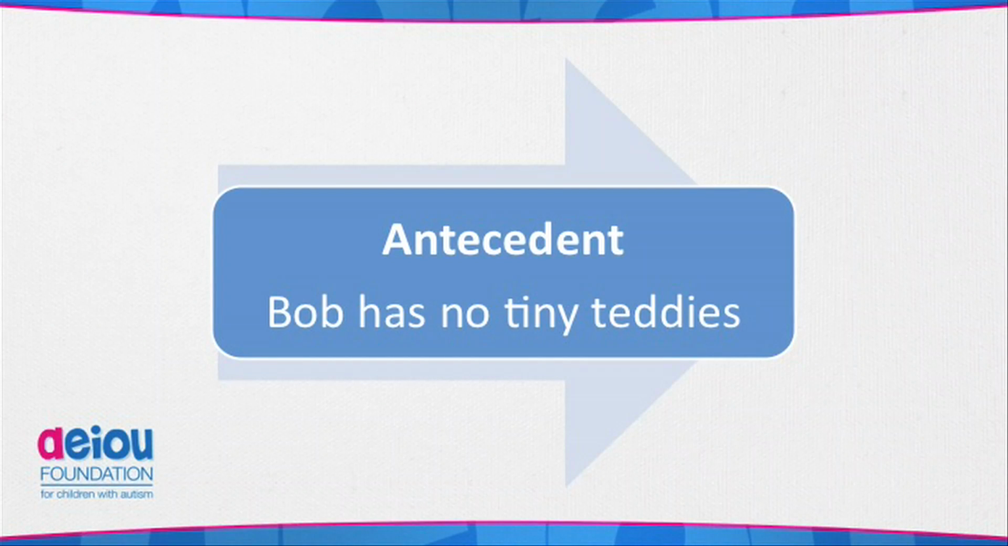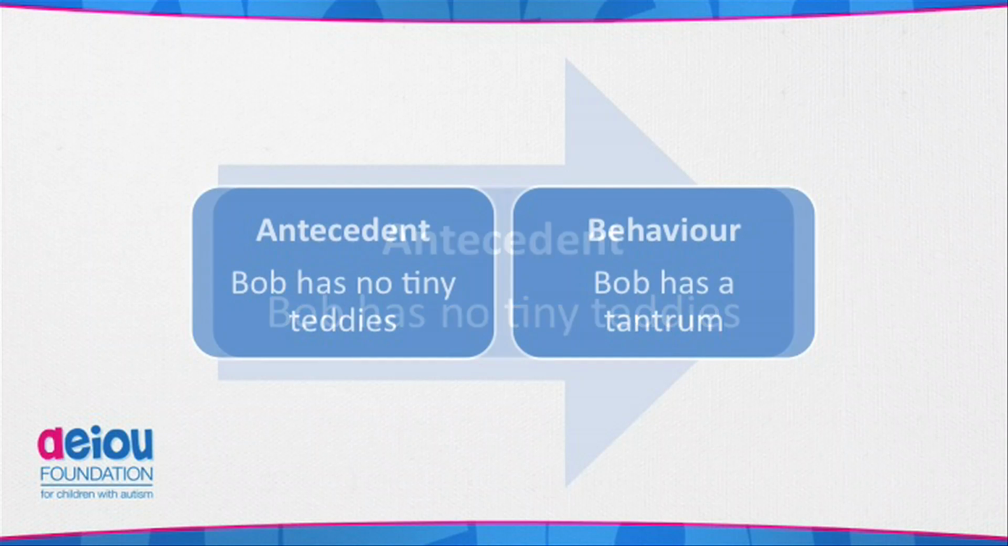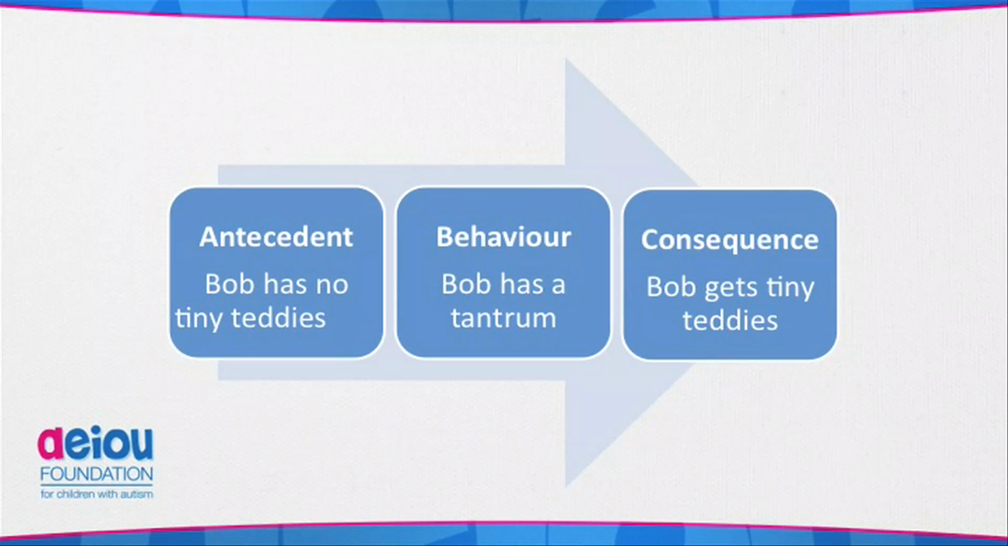Imagine we have a child named Bob, and he'd really like some tiny teddies. In turn, he has a tantrum, and as a consequence, he receives the tiny teddies. Then, Bob learns that every time he has a tantrum, he'll get what he wants. This isn't because Bob is a naughty child. It is a learned behaviour. We need to transition towards a situation where Bob realises that he has no tiny teddies, he asks for them appropriately, and he gets them.